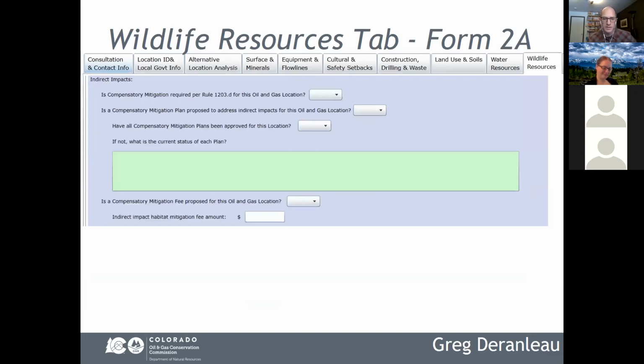This section looks exactly the same as the previous one. The difference is this is for the indirect impacts. So we have the direct impact section and the indirect impact section to collect that data.